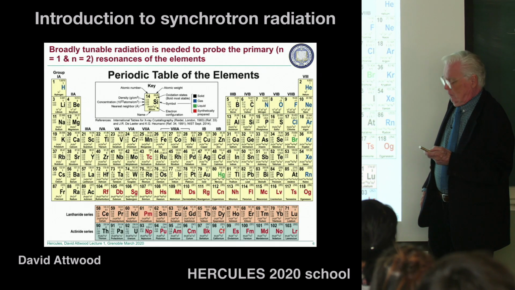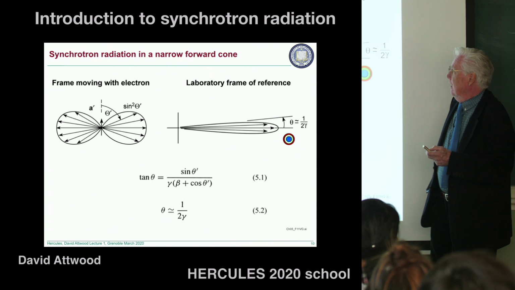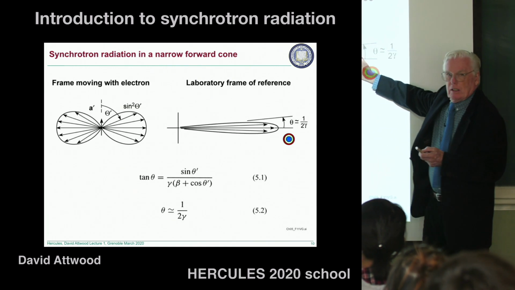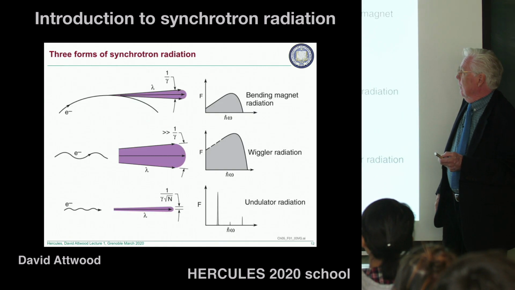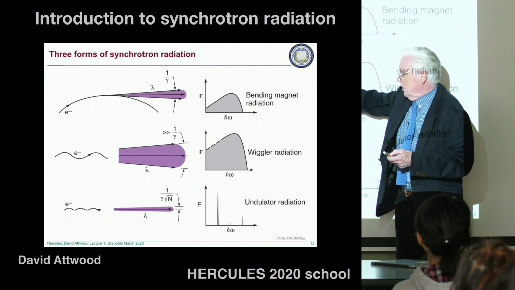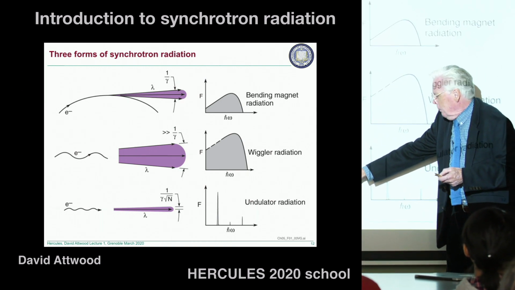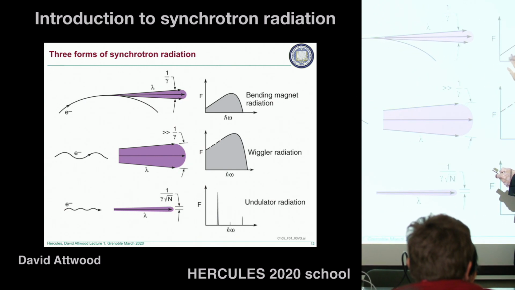I'm going the wrong way. Yeah, so this is, everything's in the forward direction, okay? And we had bending magnets, we had wigglers I didn't talk about so much, and we have the undulator. The angle here is very small, the angle here is very broad, and the spectrum is very broad.